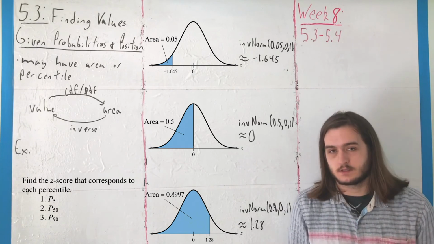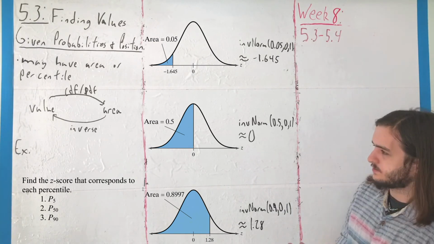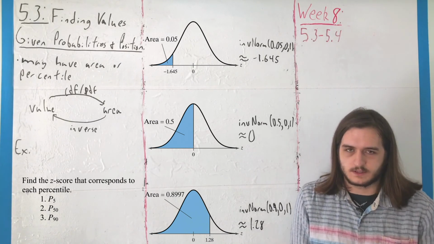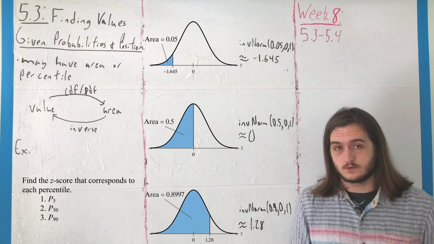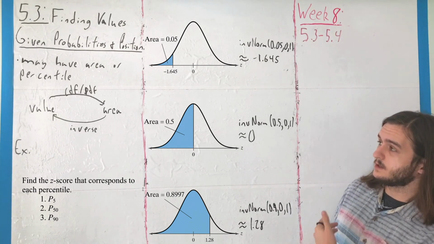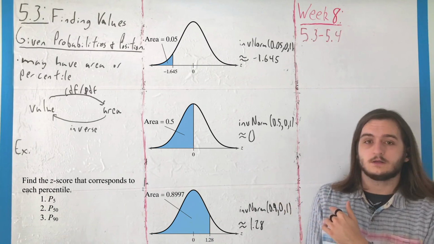And next, we're going to talk about how we can do these things not just for the standard normal distribution, because standard normal is not very common, but we're going to see how we can do this stuff for more general normal distributions. That is, how we can compute x values given things like areas or percentiles.